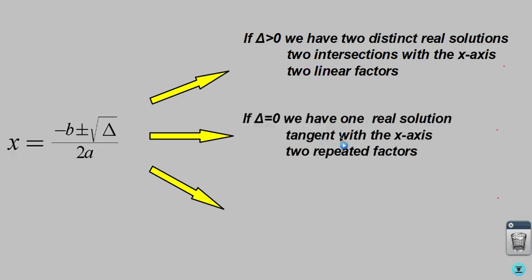However, if the discriminant is equal to 0, we will have only one solution, which is the case where we saw the curve making a tangent with the x-axis, and we have two repeated factors. Just imagine that here the discriminant is equal to 0, this whole thing will disappear. Minus b plus or minus 0 divided by 2a is simply minus b over 2a.